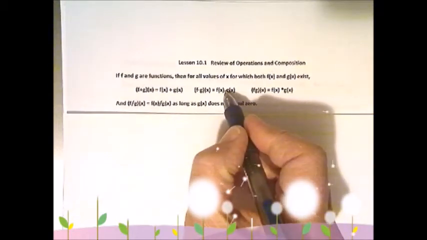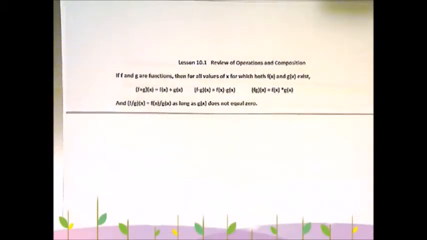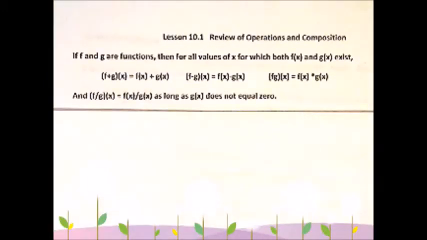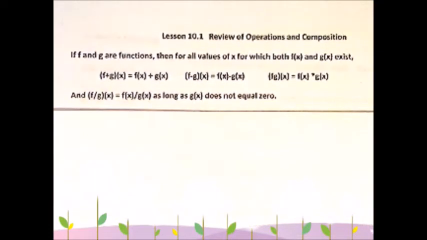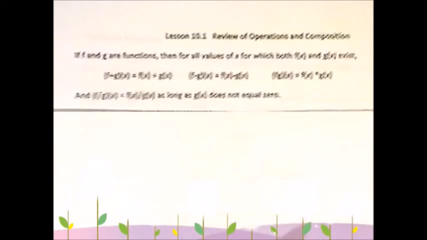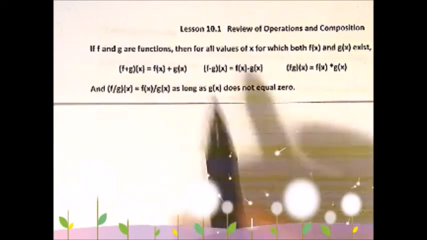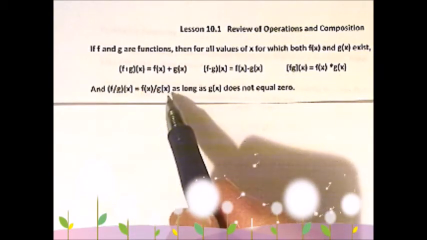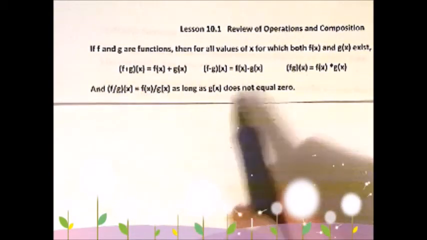That's a minus in there. It's kind of hard to see. Let's see if I can zoom in a little bit. Focus a little bit. And f times g of x is equal to f of x times g of x. If we're dividing, f over g of x is f of x over g of x, as long as the denominator is not 0. So that's our little review.